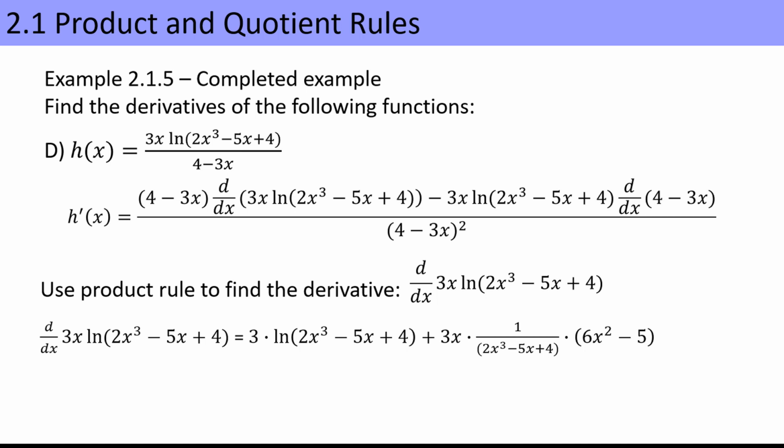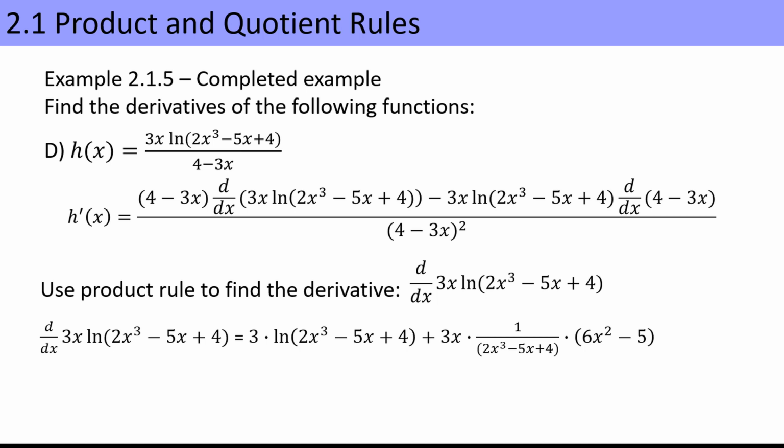Part D, h of x equals 3x times the natural log of 2x cubed minus 5x plus 4, all divided by the quantity 4 minus 3x. This particular problem, we're going to have to use the quotient rule and the product rule. Let's begin. We'll write h prime of x equals, remember the quotient rule we use. We do low d high minus high d low.